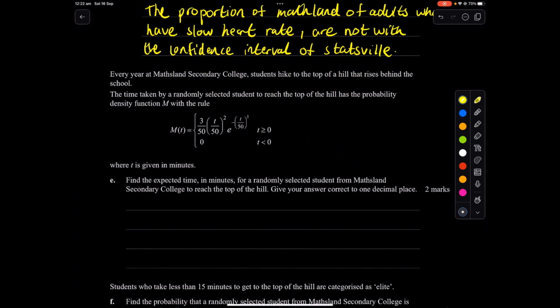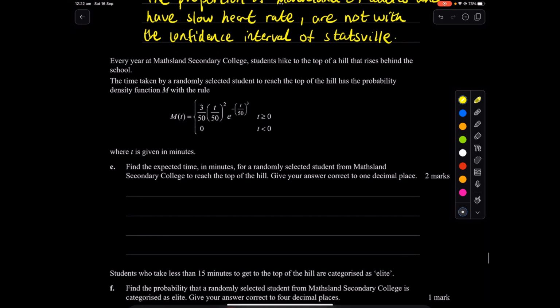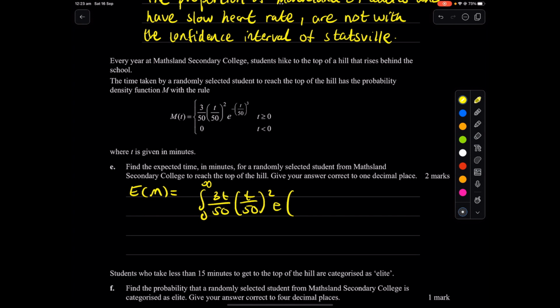Every year at Mathland Secondary College, students like to hike to the top of the hill that rises behind the school. The time taken by randomly selected students to reach the top of the hill has the probability density function this, where t is given in minutes. Find the expected time in minutes for a randomly selected student from Mathland Secondary College to reach the top of the hill. So we want the expected value of t. It's very easy. It's just the integral from 0 to infinity of t times the density, 3 over 50 times t on 50 squared, e to the power of t on 50, dt. Remember, I multiplied by t to get the actual value.